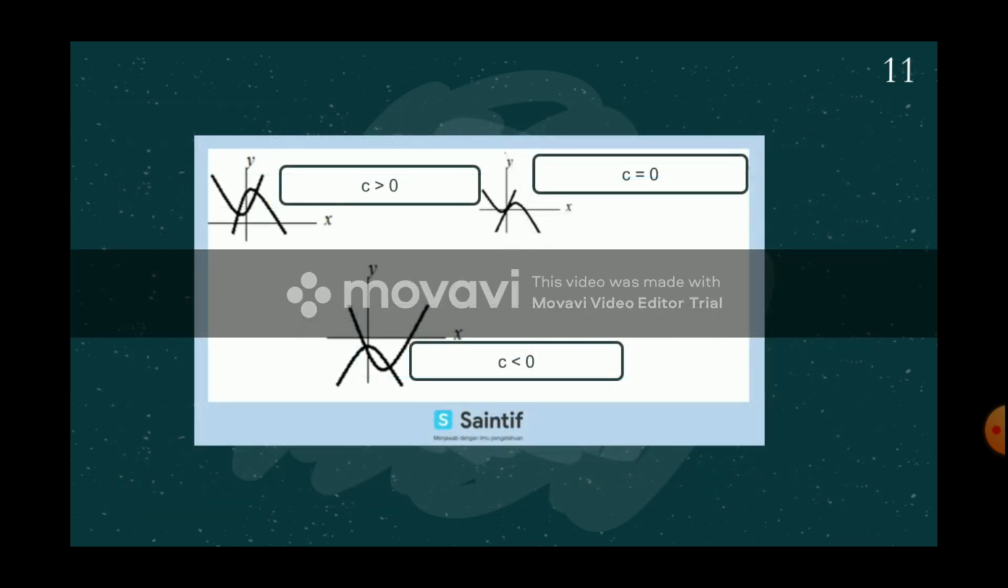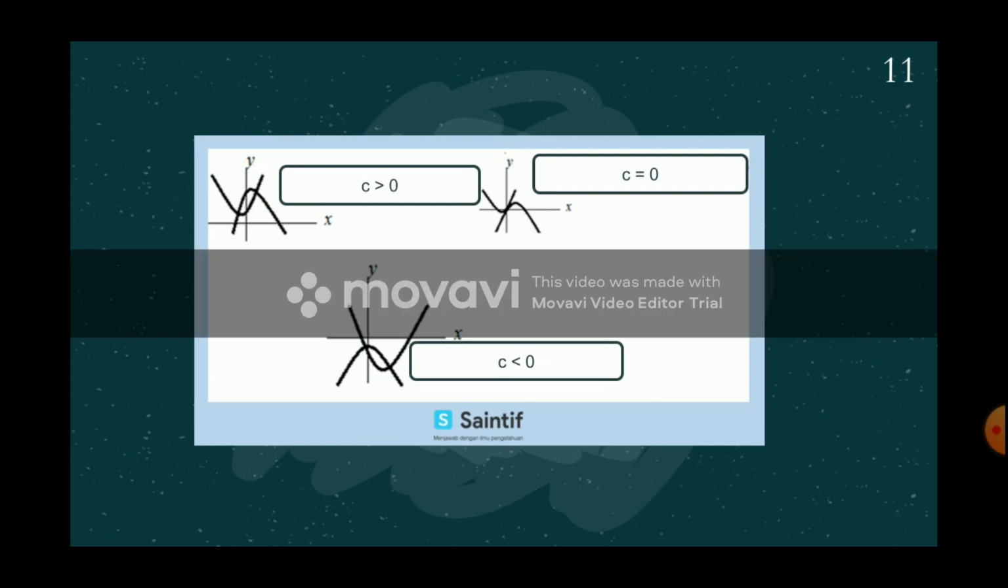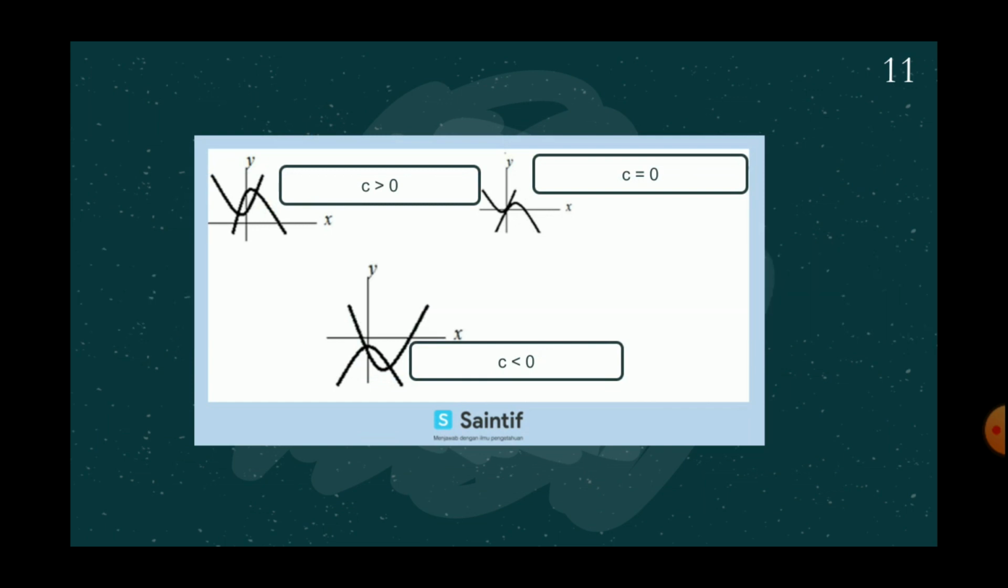The constant value c on the equation graph determines the intersection of the parabolic function with the y-axis. It intersects the positive y-axis when c is greater than 0. The graph intersects the y-axis at the origin when c is equal to 0. It intersects the negative y-axis when c is less than 0.